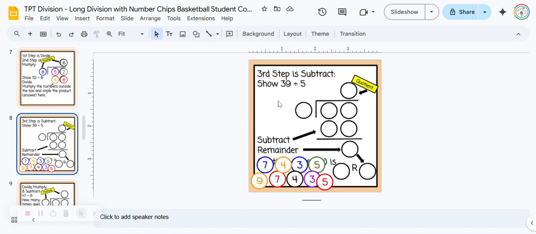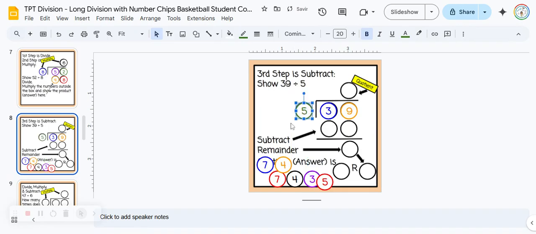And they're going to show the third step, which is to subtract. So here they know where to place the numbers. They're going to do that first. 39 divided by 5. They're going to divide. 5 goes into 39 7 times. The next step, second step, is to multiply. 5 times 7 is 35. Okay, so make sure you got the edge of that. And then the third step is to subtract. So they're going to take 39, subtract 35, and they're going to get 4.